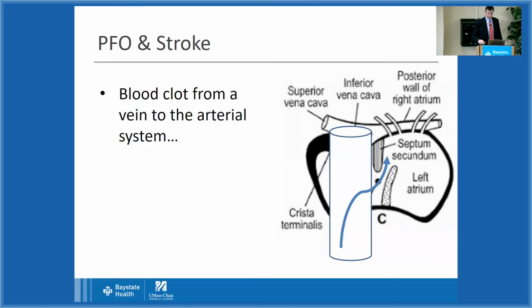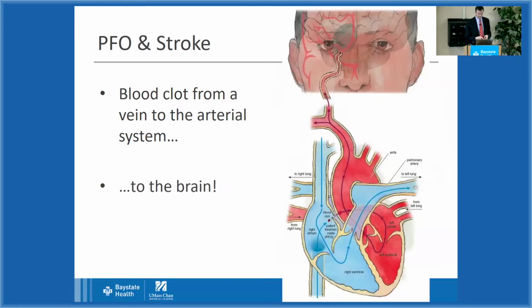Because a blood clot from a vein, if it crosses a PFO, can end up in the arterial system. Now, a 2-millimeter blood clot is nothing in the lung, but a blood clot from the vein that crosses to the arterial system can go to the brain. The arteries that feed the brain are 1.5, 2 millimeters. And so once you get a blood clot in an artery in the brain, there's a real stroke risk.